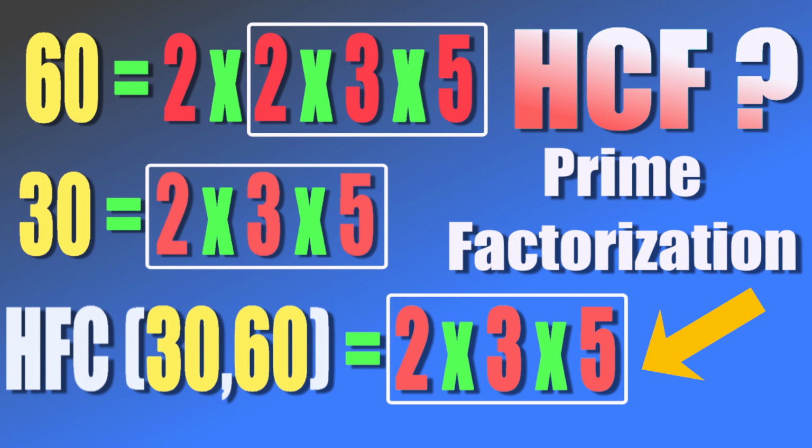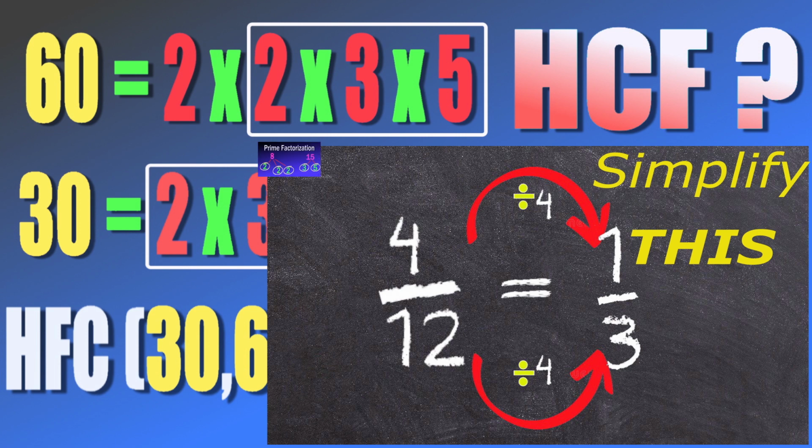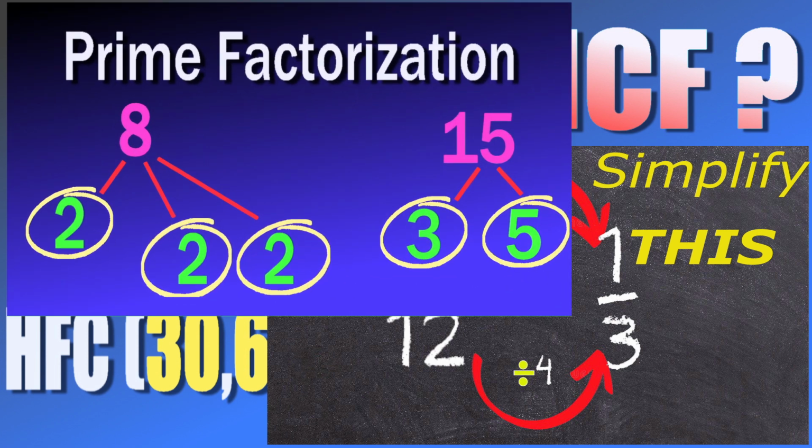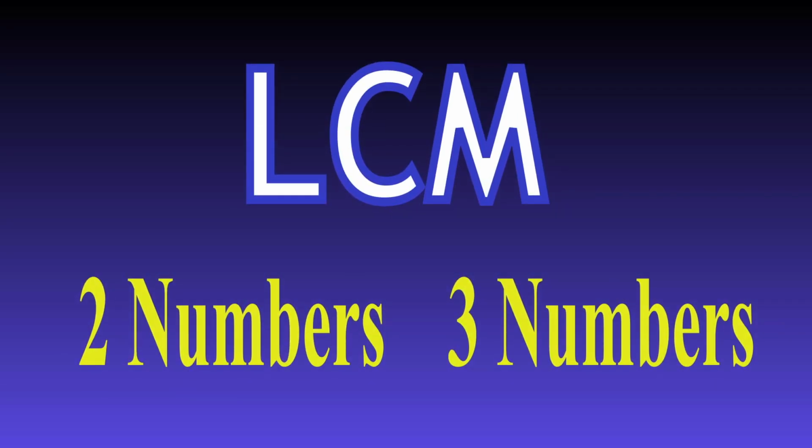There will be one more video in this series where I show you how to use the highest common factor to simplify fractions using prime factorization to find the highest common factors. Don't forget to check out my prime factorization video and also the video on how to find the lowest common multiple of 2 or 3 numbers. During the second part of that video, we use prime factorization to find the lowest common multiple. I'll link to both videos here.